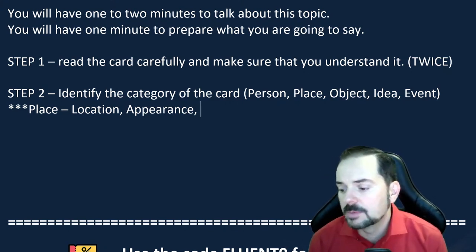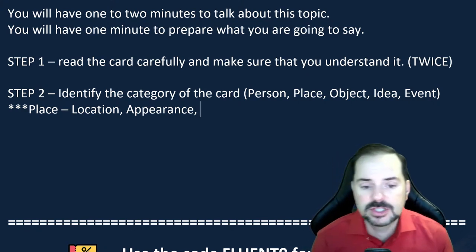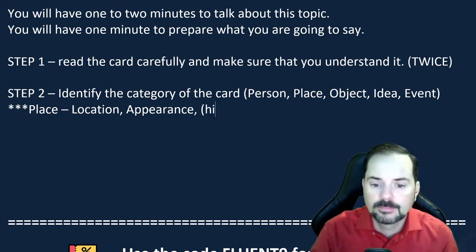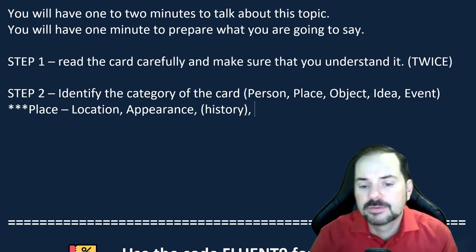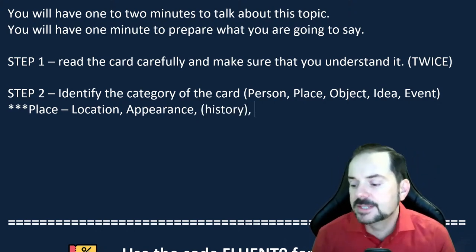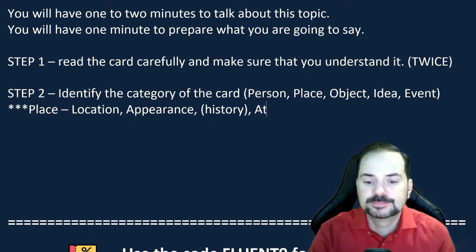Yep, Rashika, we might want to give a bit about its history as well. Sure, it could be important. So the history of the park, yep, we can include that. Then the attendees, right, Baljeet?